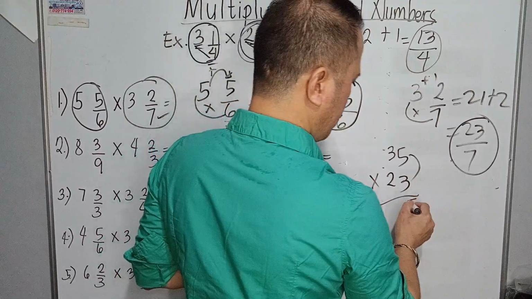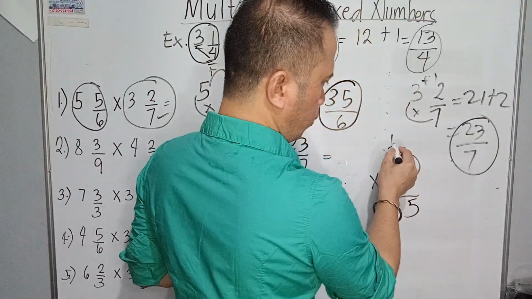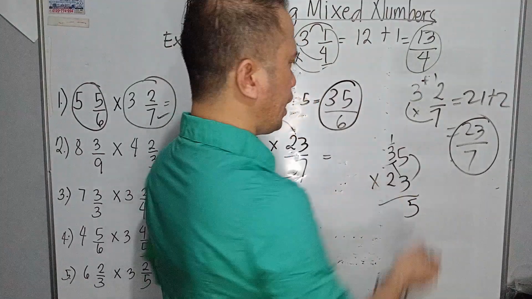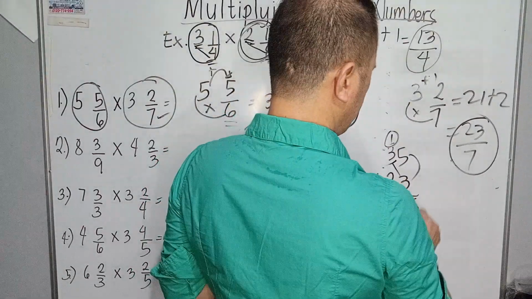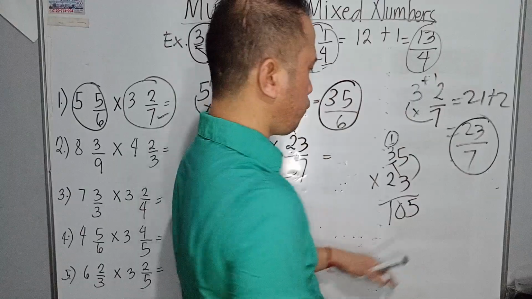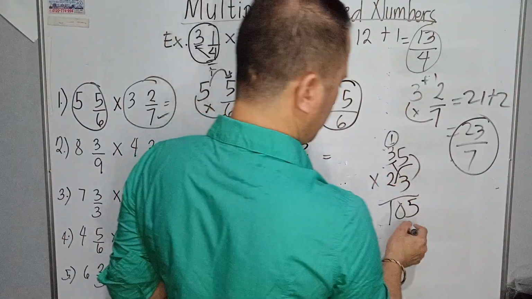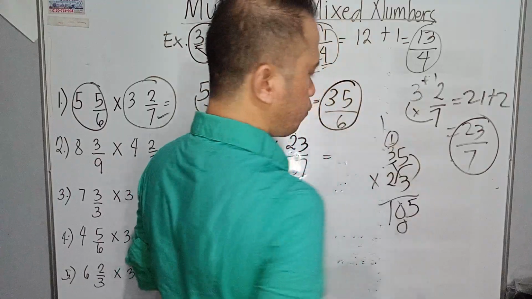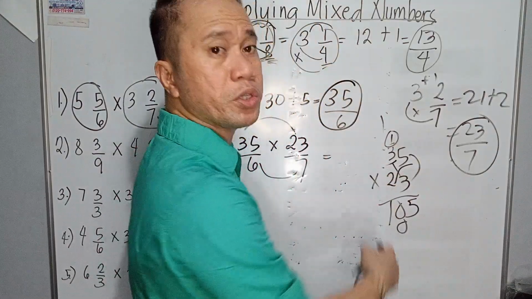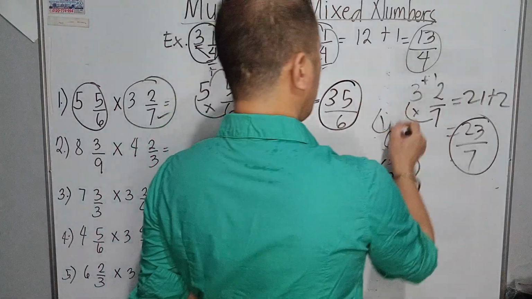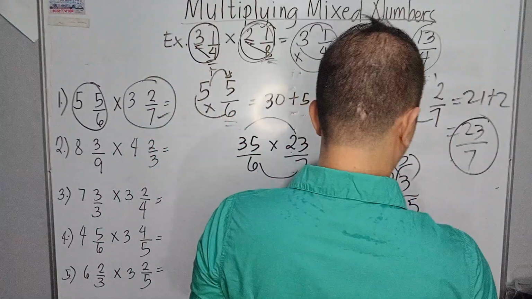So we have here 15. Regroup 1 to the next number being multiplied. 3 times 3 is 9, plus 1 is 10. That's our 105 for the first product. Next, multiply 5 and 2, the result is 10. We need to regroup 1 above the next number being multiplied. 3 times 2, we have 6 plus 1, we have 7.